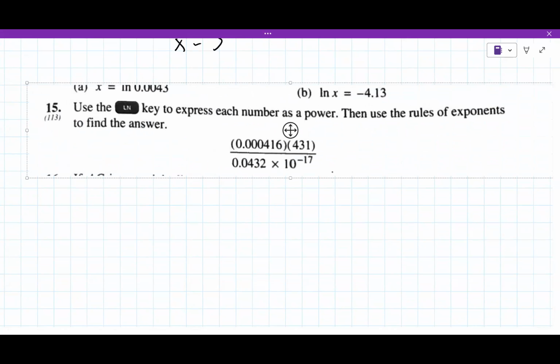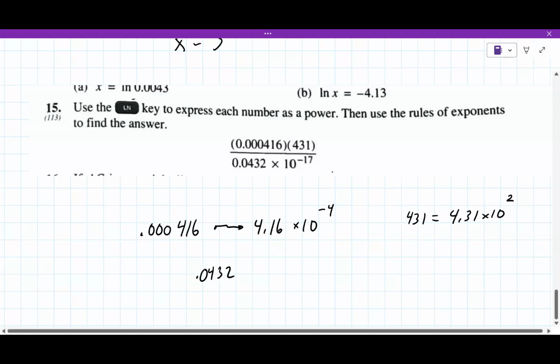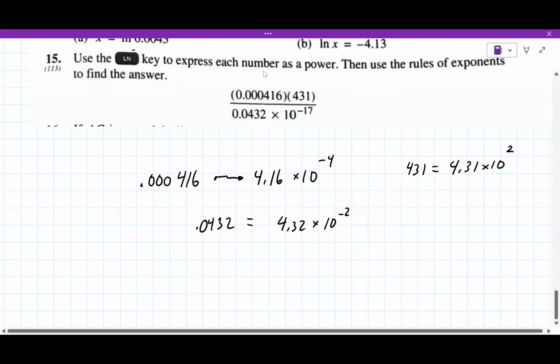So I think what they're trying to say here, and I don't actually think this is right, is that 0.00416 can be written as 4.16 times 10 to the minus 4 power, and then 431 can be written as 4.31 times 10 to the power of 2. And then 0.0432 can be written as 4.32 times 10 to the minus 2. And so they want you to replace those in the expression up here.